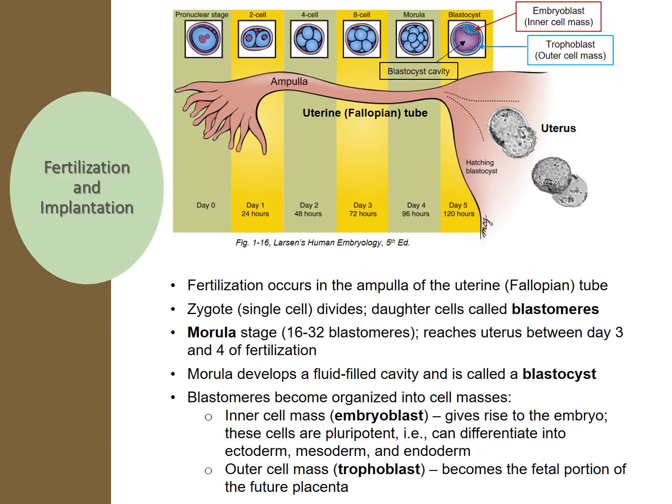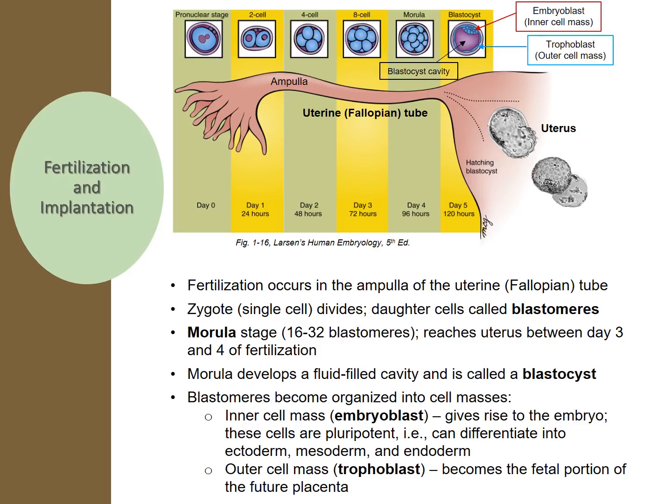While these divisions are occurring, the conceptus is transported toward the uterine cavity via ciliary action of the cells lining the uterine tube. By 4 days post-fertilization, the embryo consists of 16 to 32 blastomeres and is called a morula, Latin for mulberry. The morula enters the uterus between day 3 and 4 after fertilization. At this time, the morula develops a fluid-filled cavity, the blastocyst cavity, and is called a blastocyst.